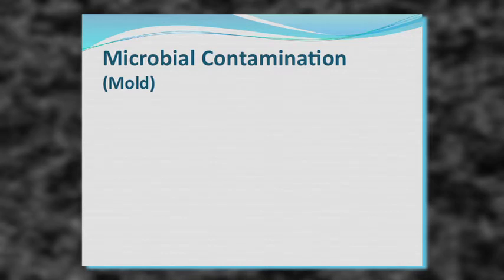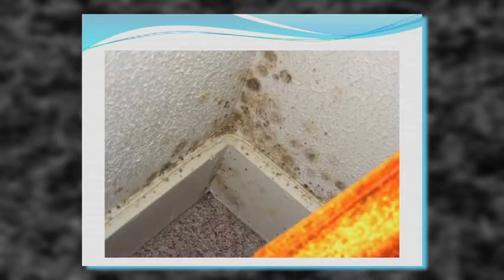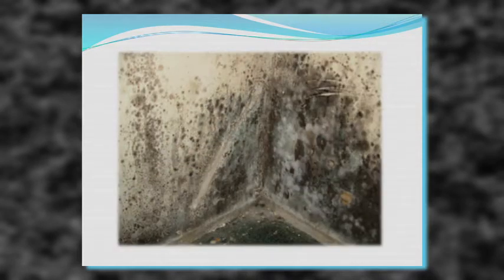Microbial contamination, mold, for example. In order to have mold, we have to have both a food source and a moisture source. You have to have food and moisture. When you see mold growing on a drywall wall, what is the mold eating? It's the paper. It's not the paint, because the paint's inorganic. It's not the gypsum, because the gypsum's inorganic. It's the drywall paper that the mold is eating.